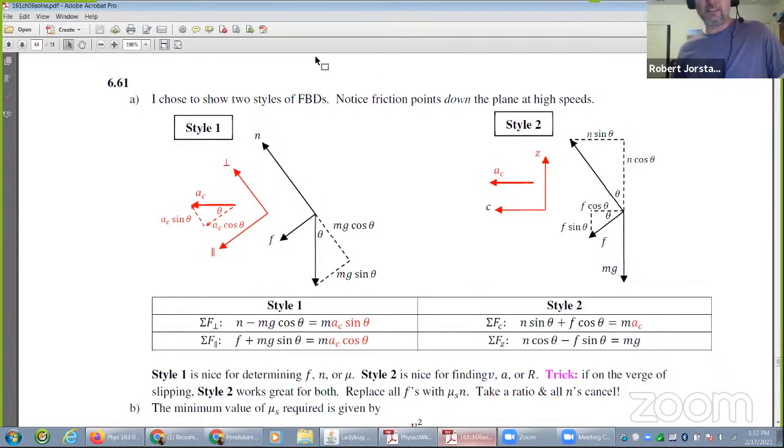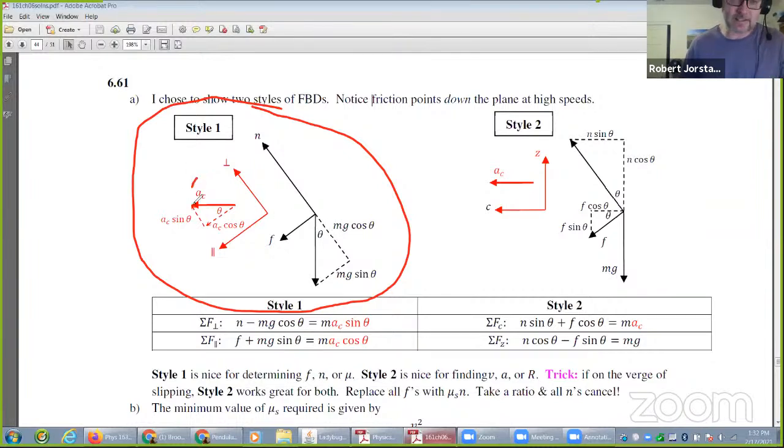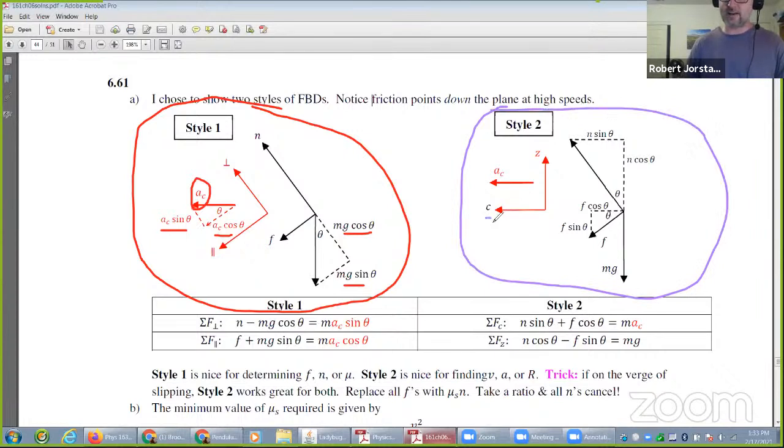The idea is sometimes in this problem, this style of splitting up the components perpendicular and parallel to the plane is very useful. However, because AC doesn't point parallel to the plane, we have to split up AC and MG, right? Whereas sometimes, as in style 2, we want to line up our coordinates this way, towards the center and in the z direction. And notice then we have to split up the normal force and the frictional forces. That's like the style I just showed you. And in different versions of different problems, sometimes the purple one is good. Sometimes the red one is good.